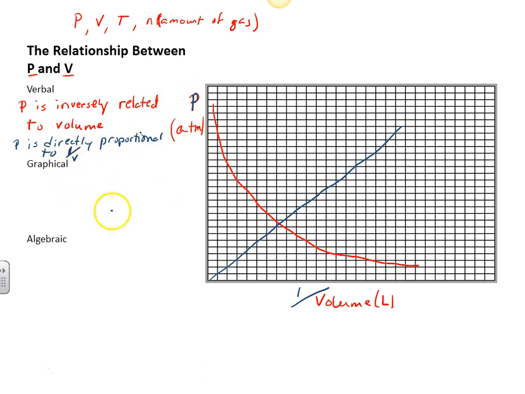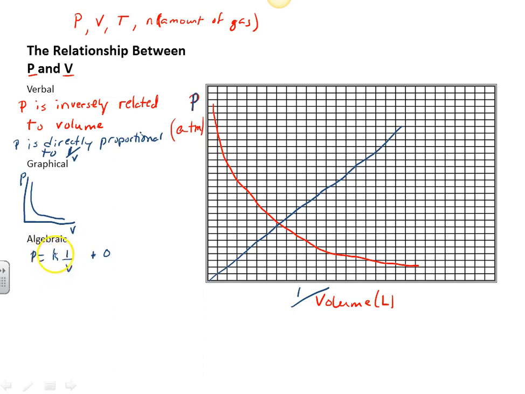Graphically speaking, we would normally do the graphical relationship as P and V, and you would see the hyperbolic relationship. Algebraically, we often look at it from the viewpoint of the linear relationship of pressure versus 1 over volume. We could write the equation for this as pressure equals a constant K times 1 over V plus a y-intercept of 0, where K is a proportionality constant.